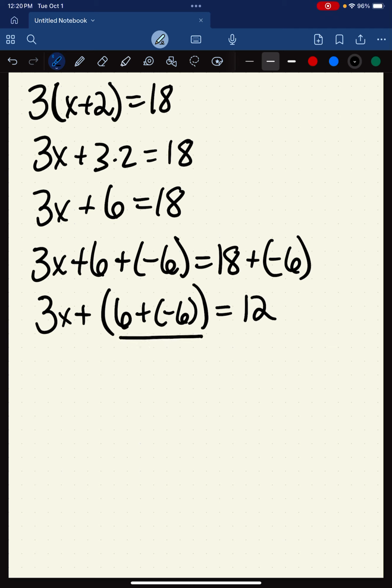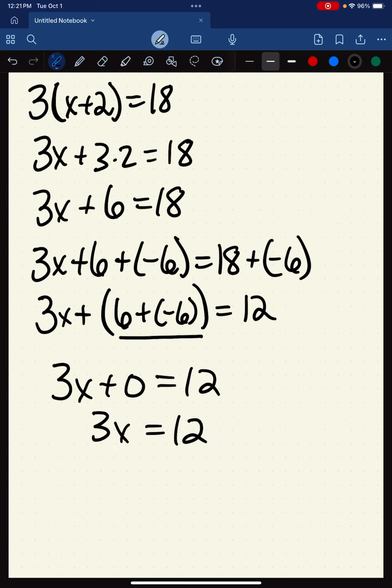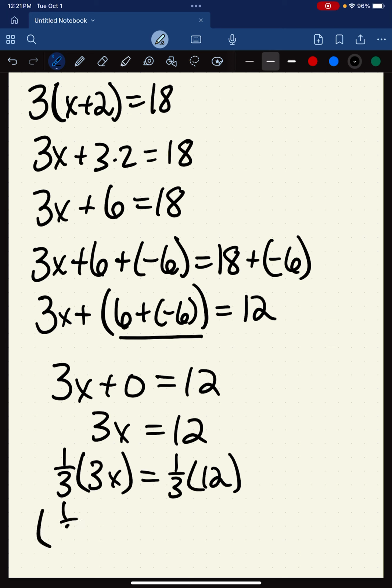And now we can use the property of additive inverses to say that this is going to be the additive identity, which is 0. 3x plus 0 is 12. Otherwise, just known as 3x is 12. Now we can use the multiplicative property of equalities and multiply both sides by 1/3. And we can use the associative property on the left side to group those two together. And then 1/3 times 12 is 12 divided by 3, which is 4.